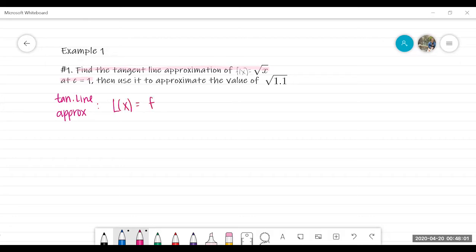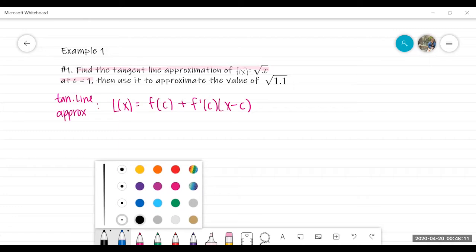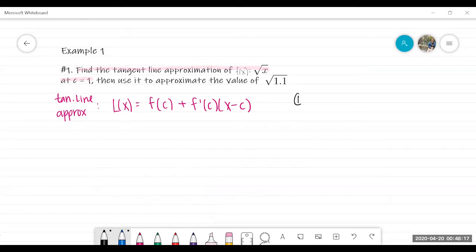is equal to f of c plus f prime of c times x minus c. And so we're given two pieces of information here that we're going to use to create this L of x formula. One thing that we're given is f of x is the square root of x in the original question. The other thing we're given is that c is equal to 1.